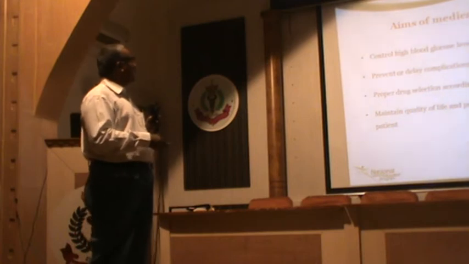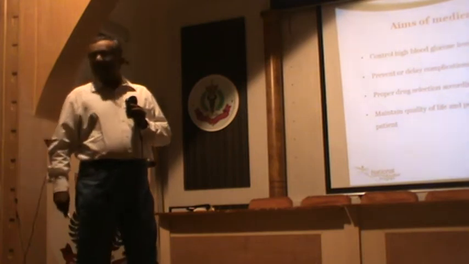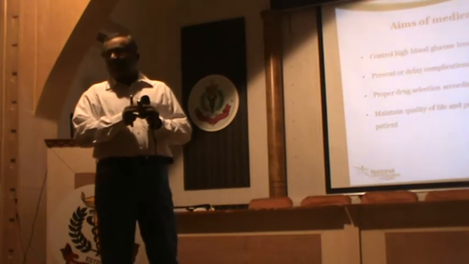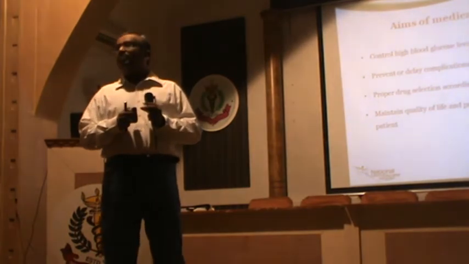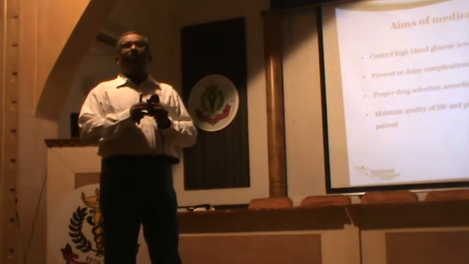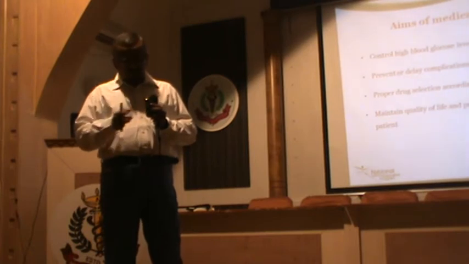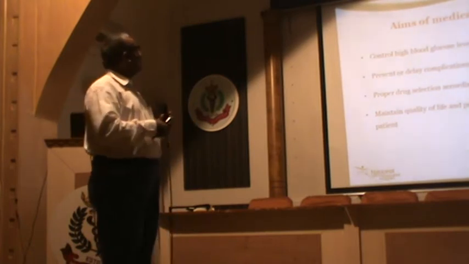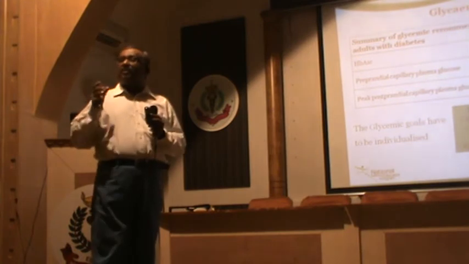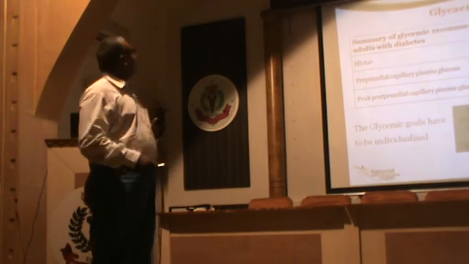Maintain quality of life and psychological well-being of the patient. If the patient is not happy with the treatment, what you are achieving is at the cost of his quality of life. So you have to give both to the patient, quality of life as well as the good diabetic control. So what is the glycemic goal? What we want to achieve when treating diabetes?